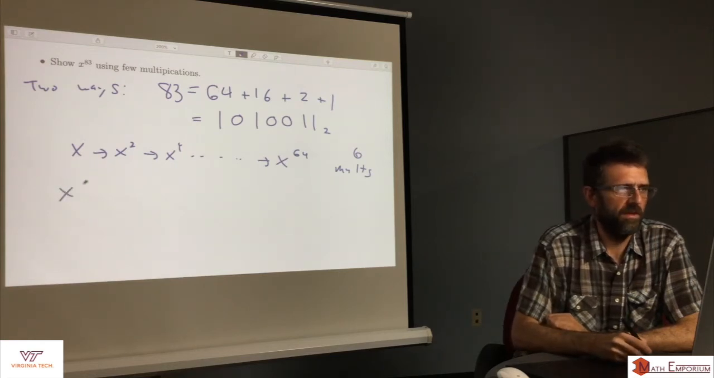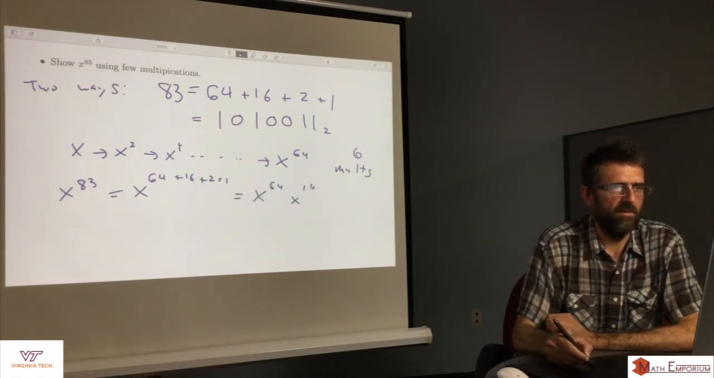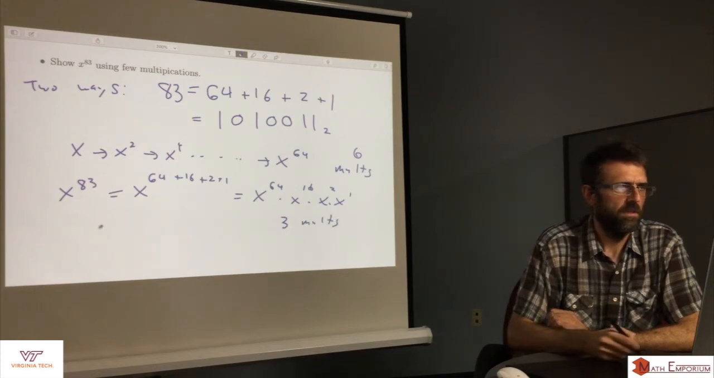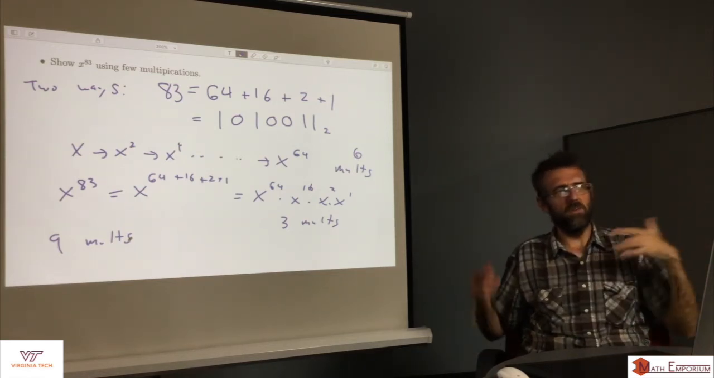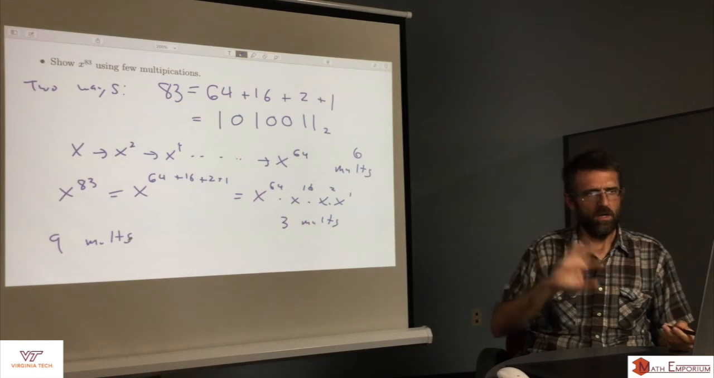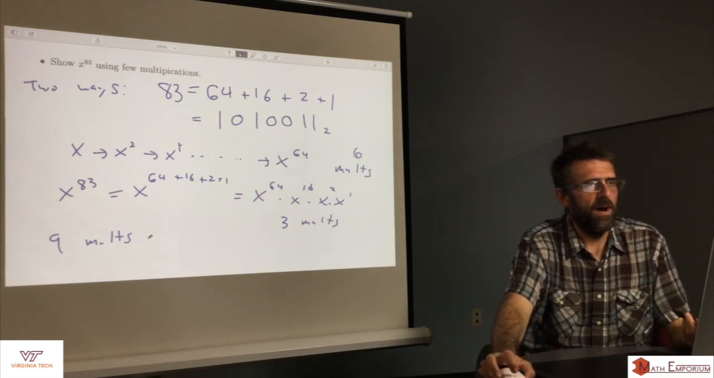So now x to the 83 is x to the 64 plus 16 plus 2 plus 1. Right? But by the laws of exponents, that's this. Okay, and then these things I all calculated, so that's 3 more multiplications. Okay, and so that's a total of 9 multiplications. Okay. All right, and so compare that to the 82 multiplications you would need to do x to the 83 the naive way. All right, so we're still somehow on the order of log base 2 of 83 here. All right, so that's good.